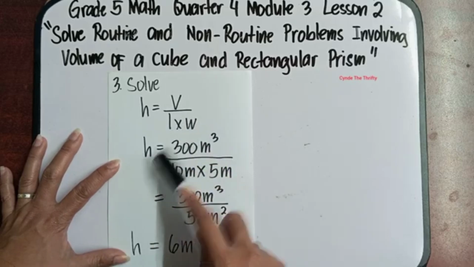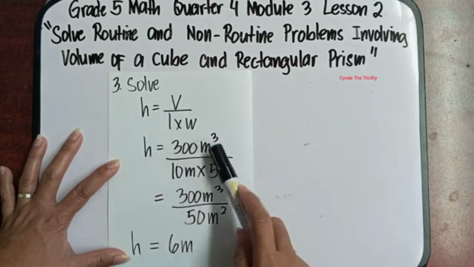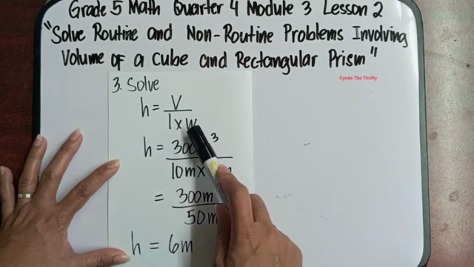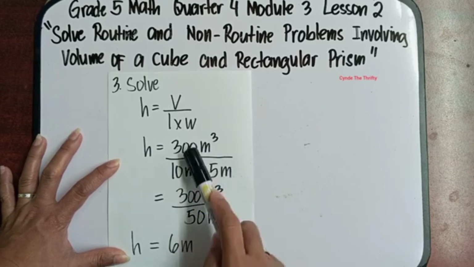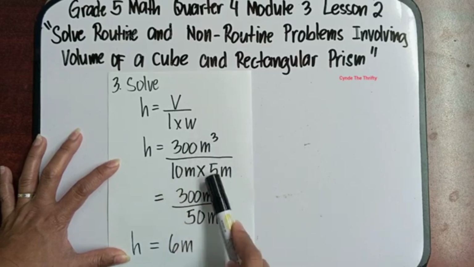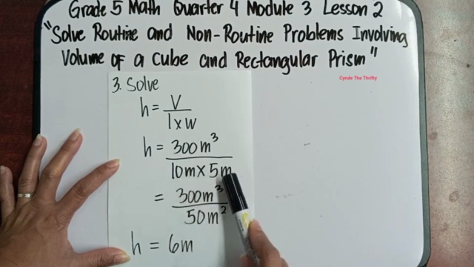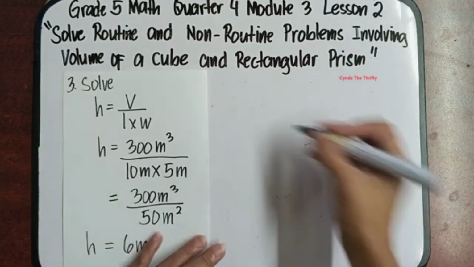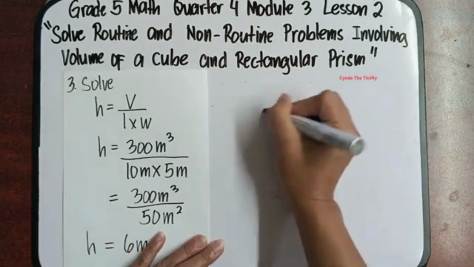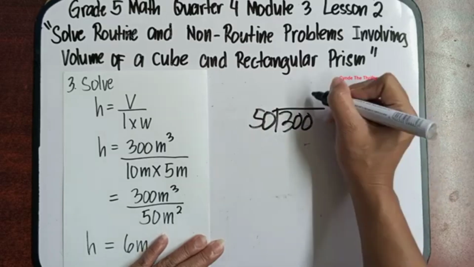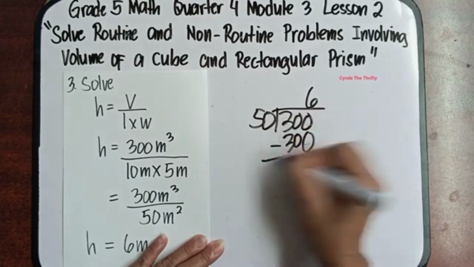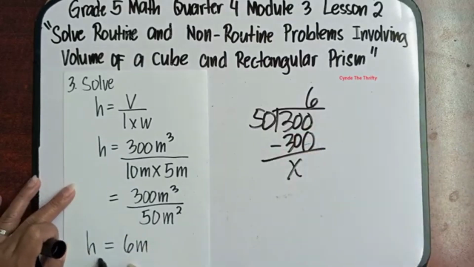Height is equal to, ano yung volume natin? 300 cubic meter, divided by length, ang length natin is 10 meter, multiplied by the width, ang width is 5 meter. So, 300 cubic meter, 10 times 5 is equal to 50. Meter times meter is equal to meter squared. So, 300 cubic meter divided by 50 meter squared. Okay, 300 divided by 50 is equal to 6. 6 times 0 is 0, 6 times 5 is 30, subtract, 0. So, ang height natin is 6 meter.